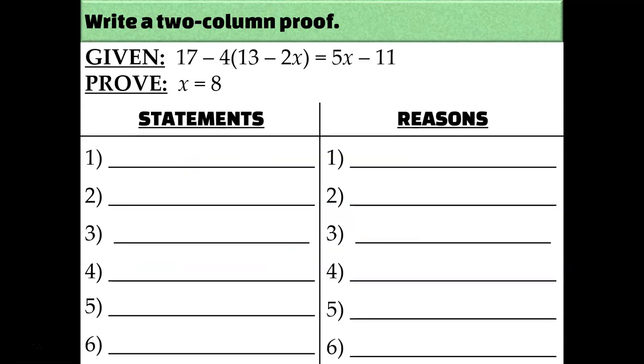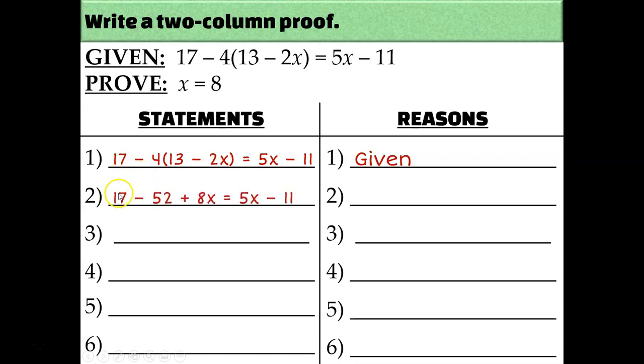Alright, this is our last proof. It is 6 steps. Let's see if we can handle it. First, just copy down your given statement, and your reason is the word given. Now there's a lot going on with this, but the first thing I notice is that I have parentheses. So that means I'm going to need to use the distributive property.